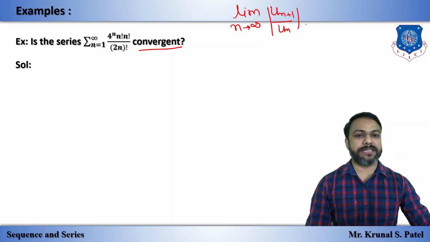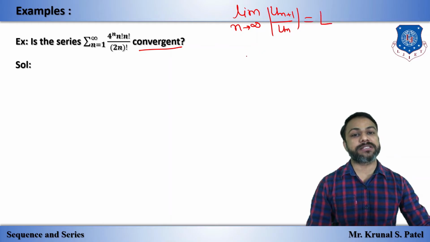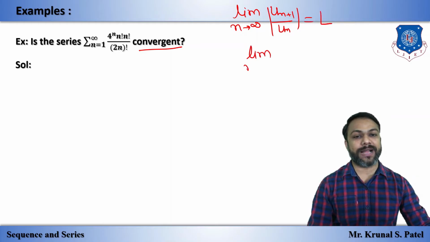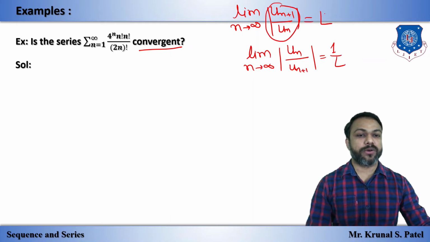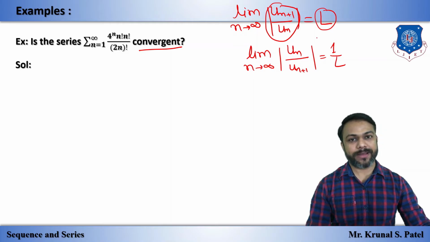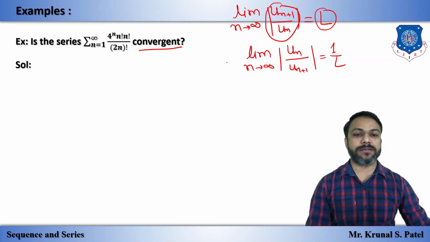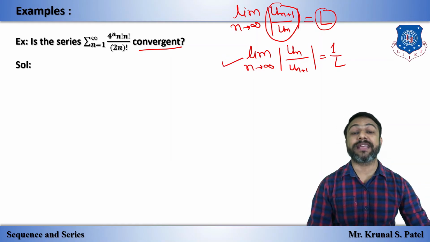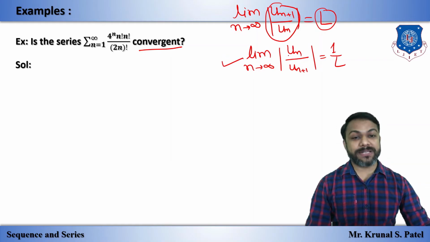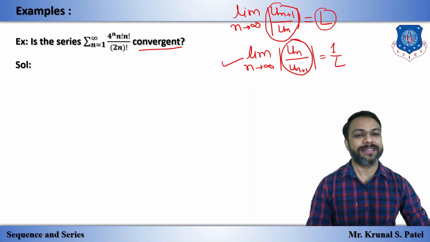Instead of this, and it is equal to L, if we can find this, yes, we can find this also, but its answer will be 1 by L, because we take the reciprocal of this. Okay, ready? Why am I giving you this hint? Because if the ratio test fails, then we can apply the Raabe test. In the Raabe test we need this, that's why.